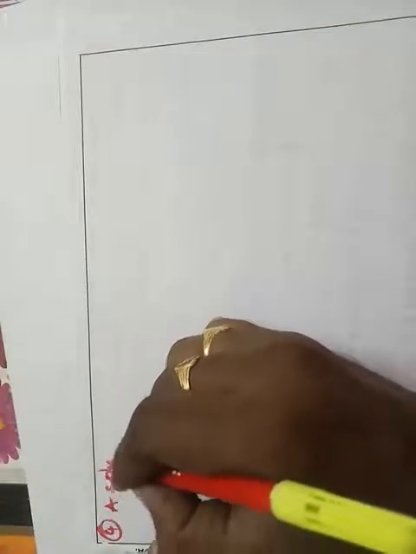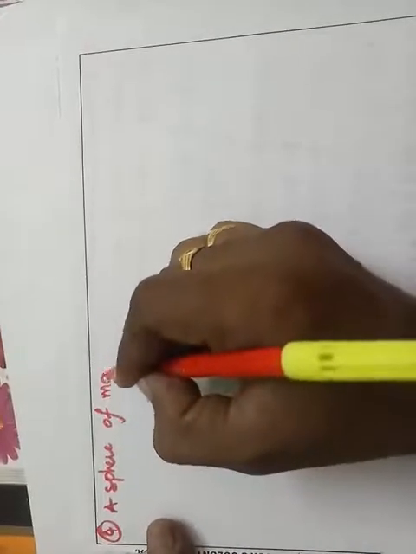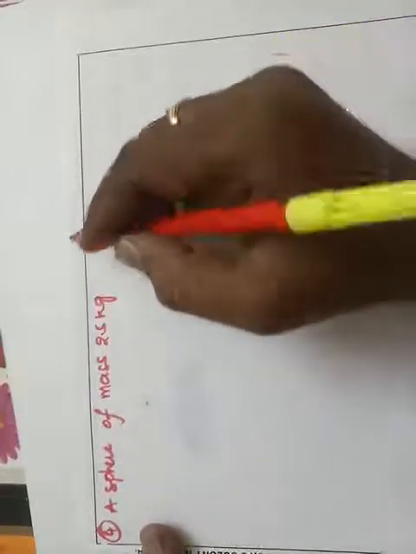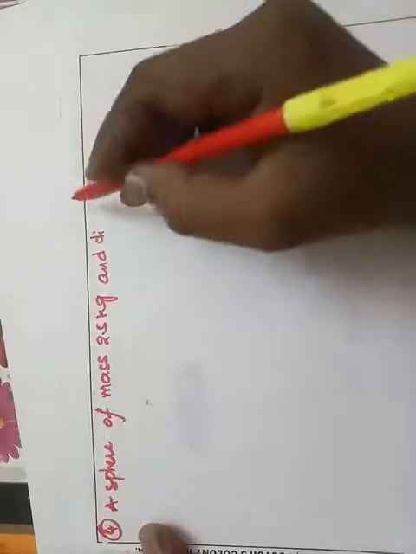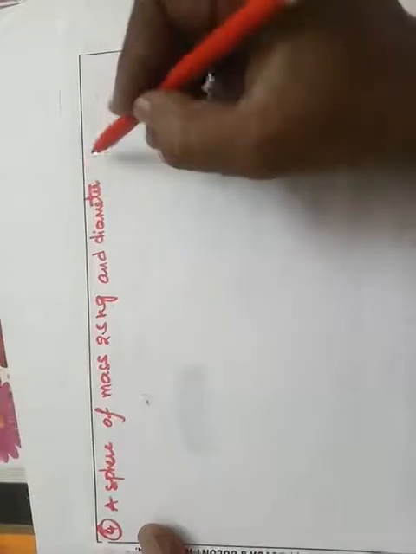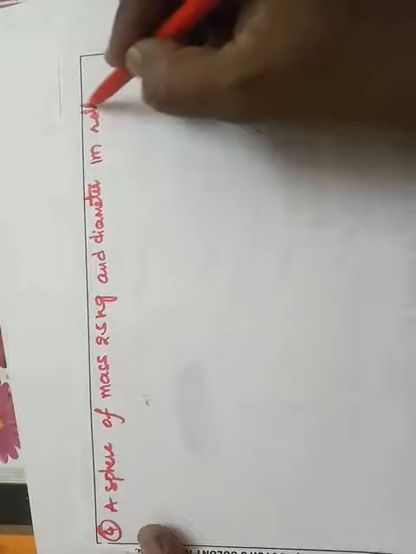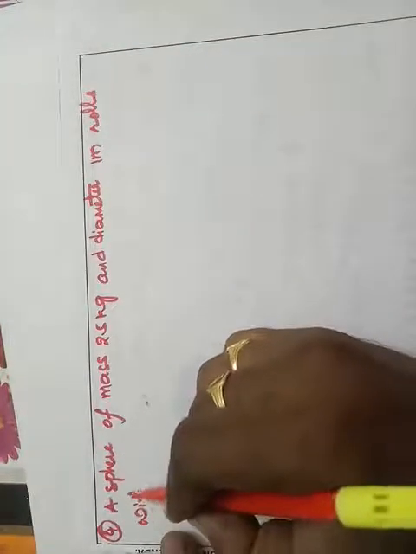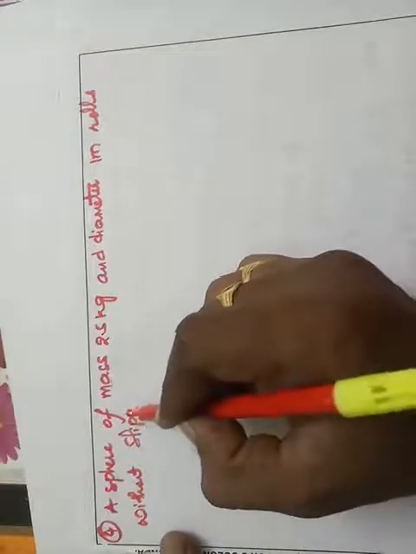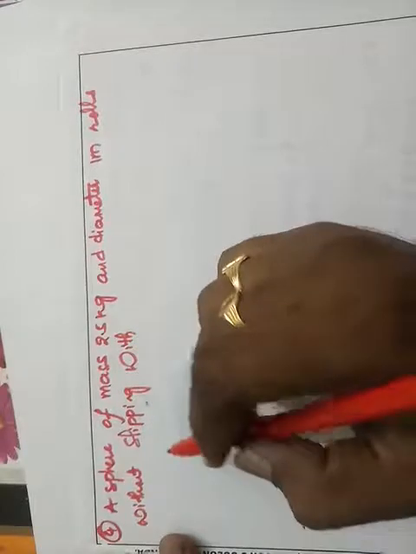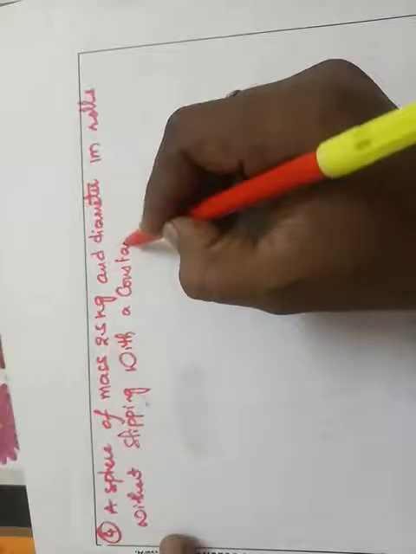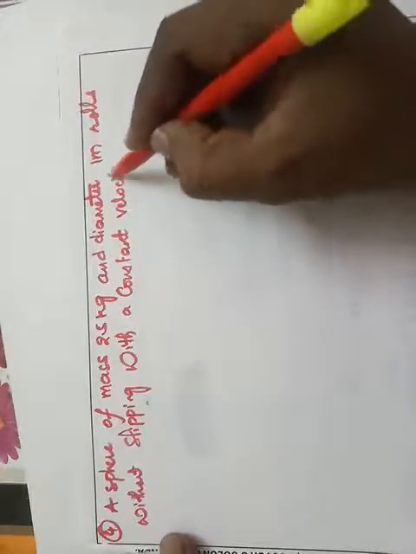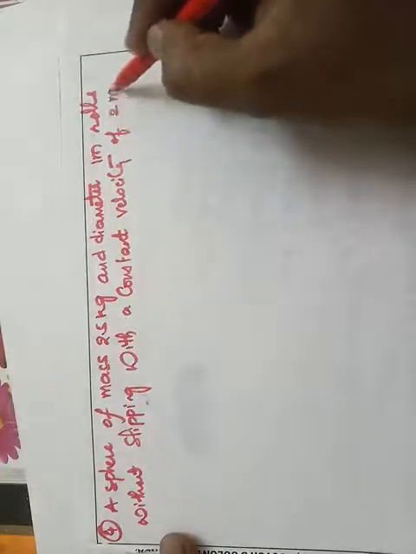So let us move on to the next problem here. A sphere of mass 2.5 kg and a diameter of 1 meter rolls without slipping with a constant velocity of 2 meter per second.